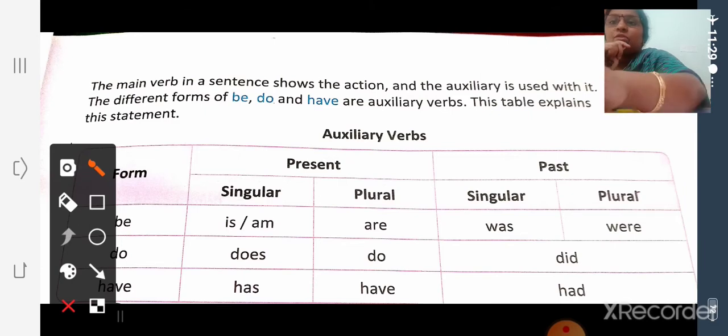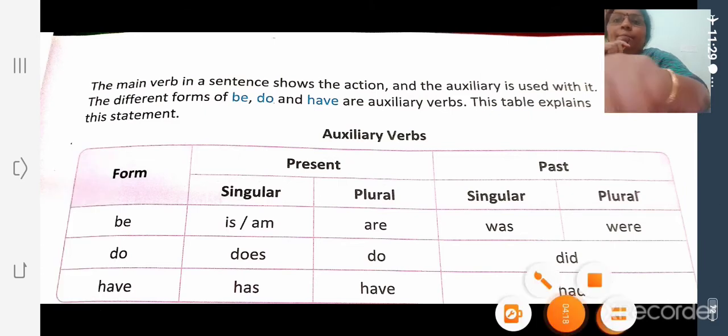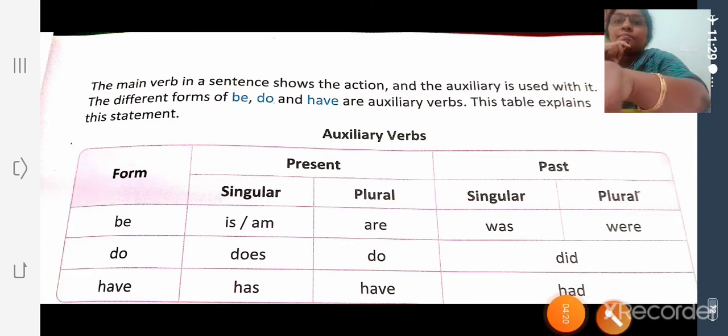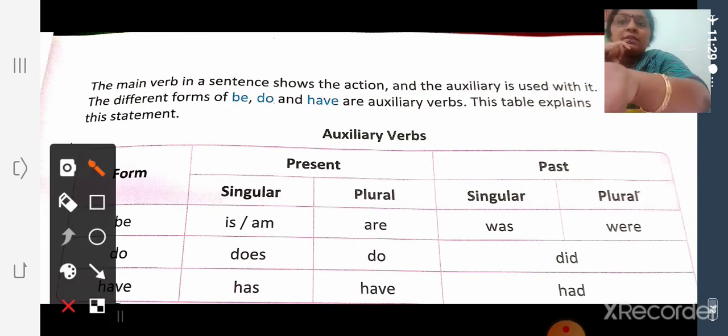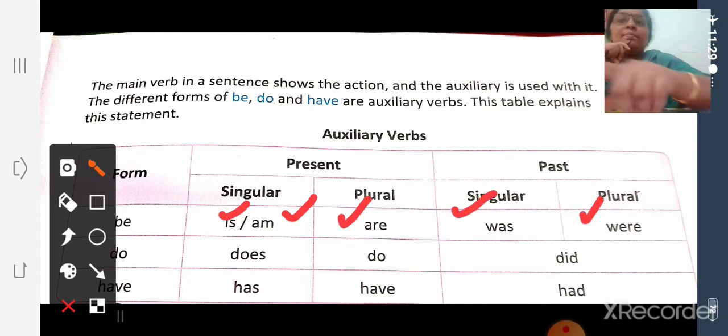It is difficult to see. Okay, be forms, do forms and have forms. Which are be forms auxiliary verbs? Is, are, was, were are called be forms.